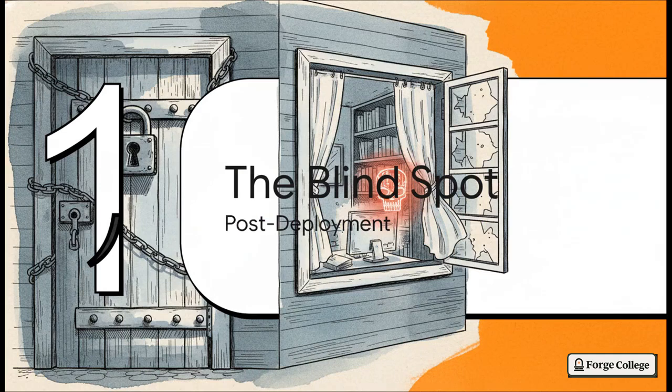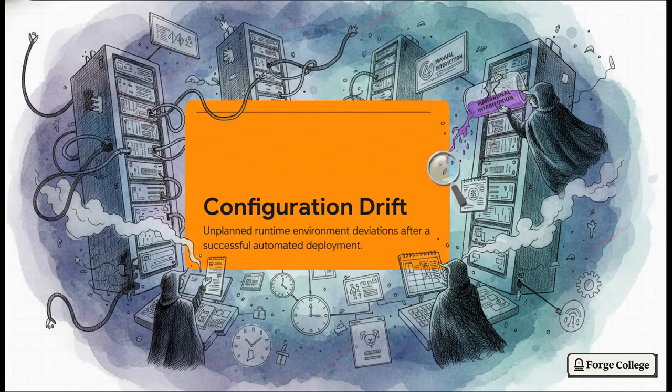Section 1. The post-deployment blind spot. In our previous lesson, hardening CI/CD integration for deployments, we essentially built a really sturdy front door for our infrastructure. We got checks, balances, the whole shebang. But now, we've got to talk about the real danger of accidentally leaving a window wide open inside the house after the door's locked. Meet the villain of today's story, configuration drift.